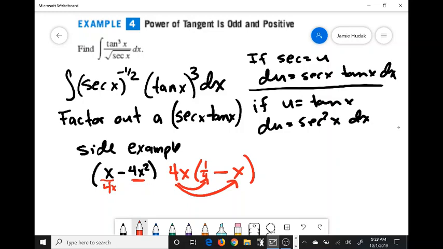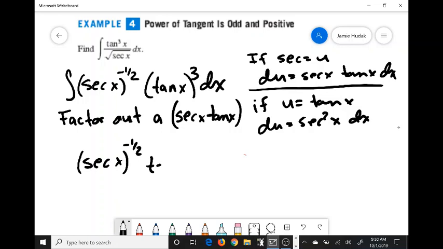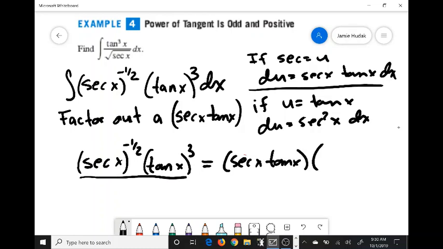So let's go back and do that with our secant. Anytime we factor something out, we're actually dividing by that. So that means we're actually dividing by secant x tan x. The tangent's easy to see. That's going to be tangent squared. But the secant x, we're going to subtract 1. We're going to get secant to the 3/2.